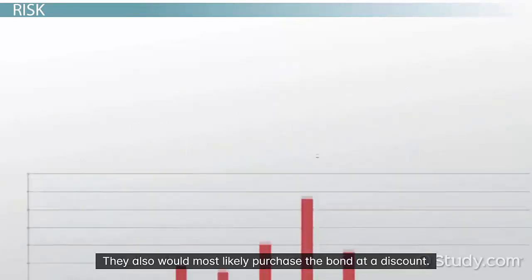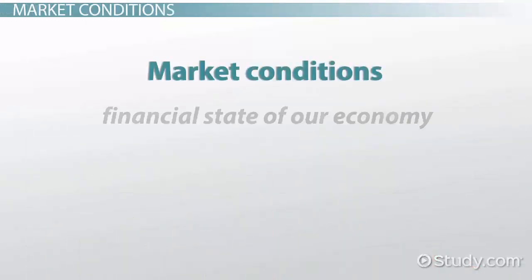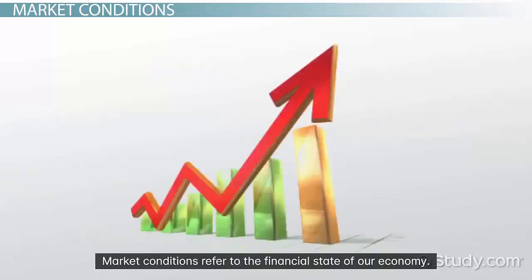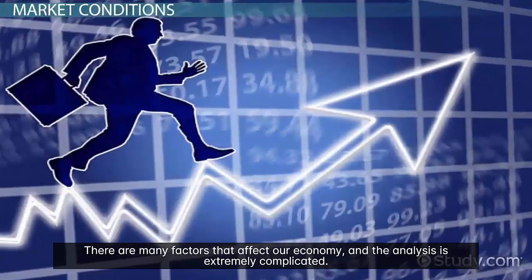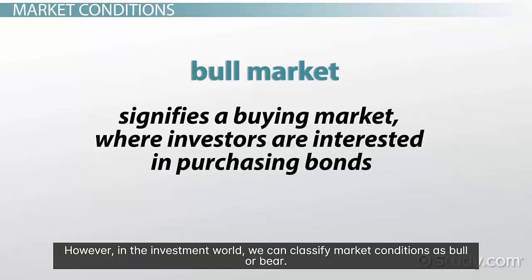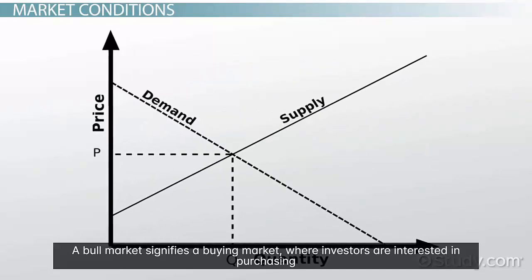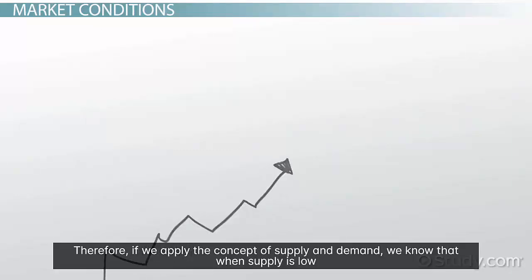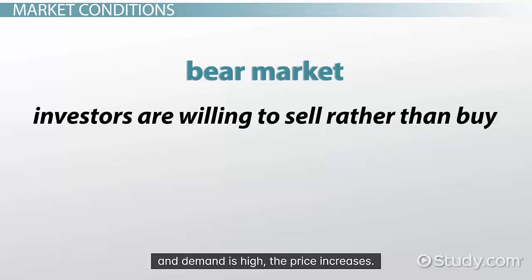The next factor that affects price is market interest rates. Market conditions refer to the financial state of our economy. There are many factors that affect our economy, and the analysis is extremely complicated. However, in the investment world, we can classify market conditions as bull or bear. A bull market signifies a buying market where investors are interested in purchasing bonds and few are willing to sell. Therefore, if we apply the concept of supply and demand, we know that when supply is low and demand is high, the price increases. Conversely, in a bear market, investors are willing to sell rather than buy.